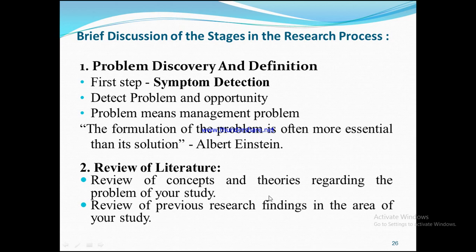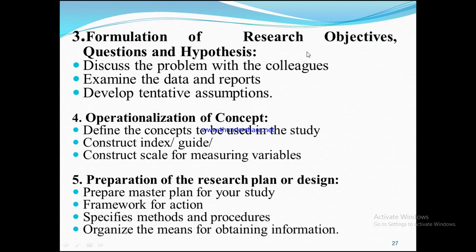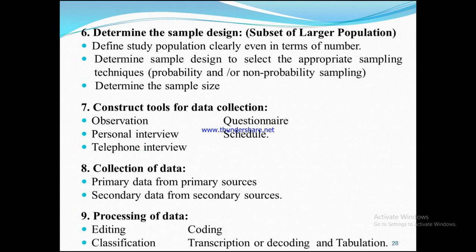Review of literature covers concepts and theories regarding the problem you study, reviewing previous research findings, others' research findings in the area you study, in your problem area. Thirdly, formulation of research objectives, questions and the hypothesis: discussing the problem with your colleagues, examining the data and the report, developing any tentative assumption, if any. Other steps also follow. So read these steps deeply.